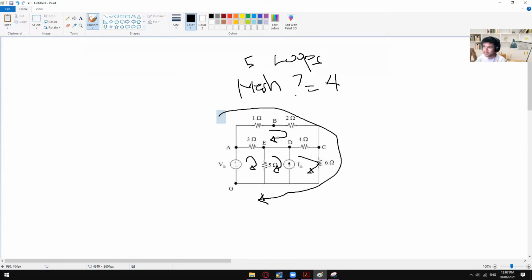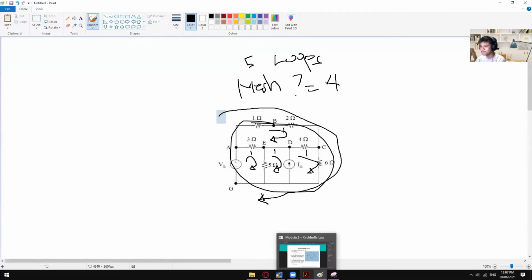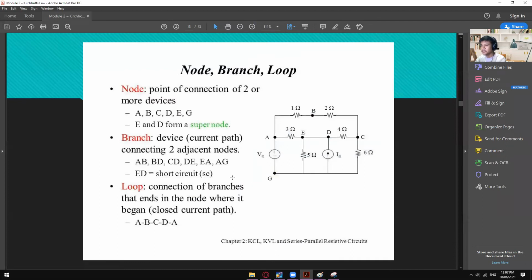So very obvious. As long as it doesn't have a path inside it or another closed loop path, then that is already a mesh. So this is one mesh, another mesh, another mesh, and then another mesh. So all in all, we have 4 meshes. But for this one, we cannot consider it a mesh because it contains those loops right here. Okay, so that's it for the definition of branches and loops.